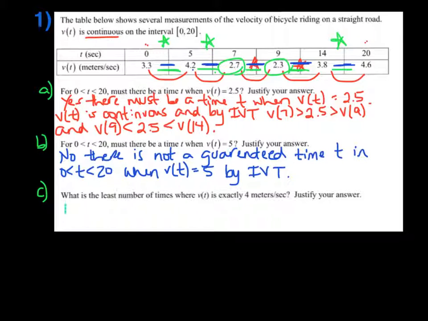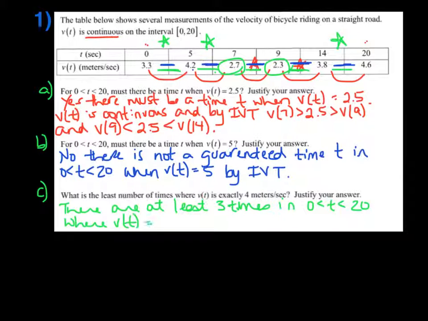So, there are at least 3 times in 0 < t < 20 where v(t) is equal to 4. Okay, how do I justify that? I say v(t) is continuous and by IVT. And now you're stating your intervals, okay?